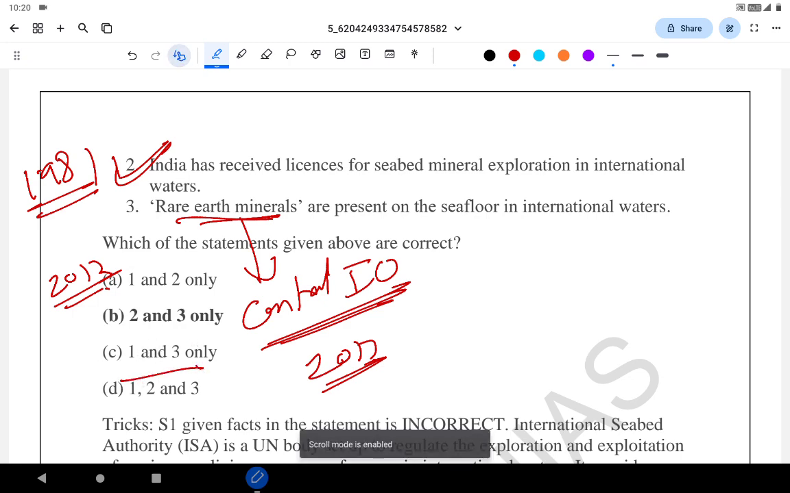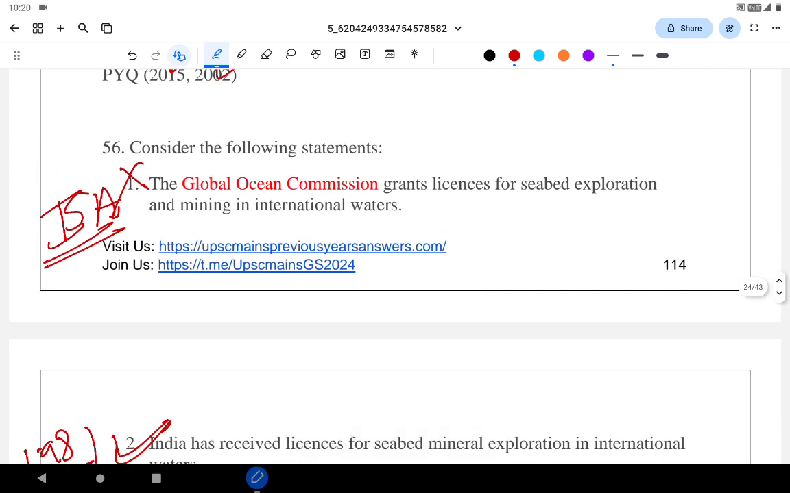Coming to statement 1, see, they have mentioned Global Ocean Commission. Global Ocean Commission started in 2013. It deals with the degradation of oceans and restoring the ocean health and productivity. It doesn't deal with the mining or exploration of minerals in the ocean bed. Rather, they deal with the degradation of oceans and restoration of ocean health and productivity.